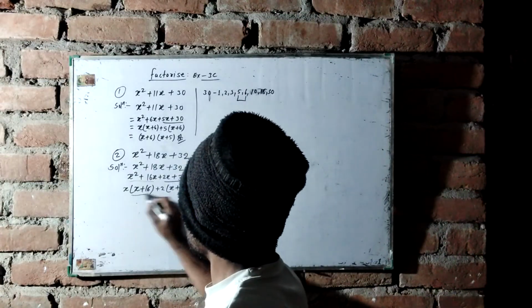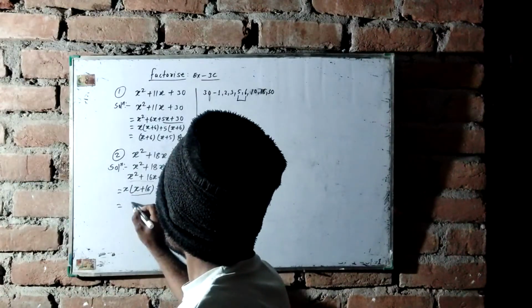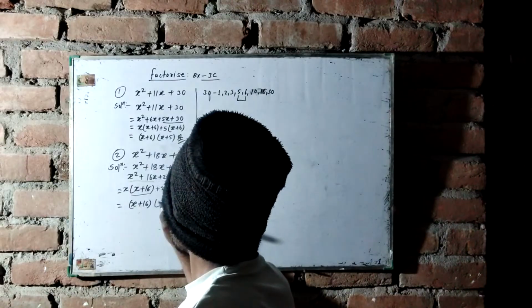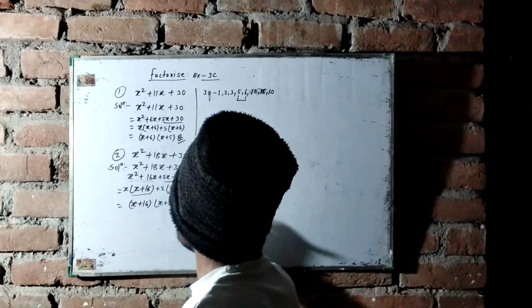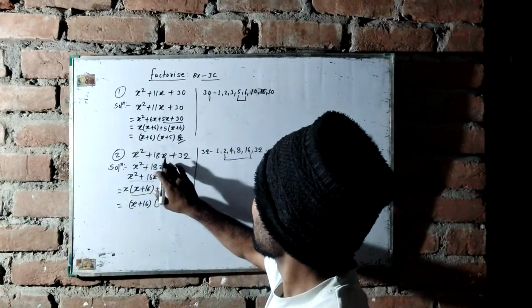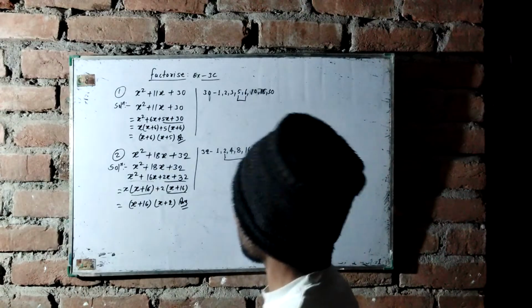Now we can take common x plus 16, and we can write x plus 2 as a multiple. This is the required answer. This is the required factors of x square plus 18x plus 32. Now let's go ahead.